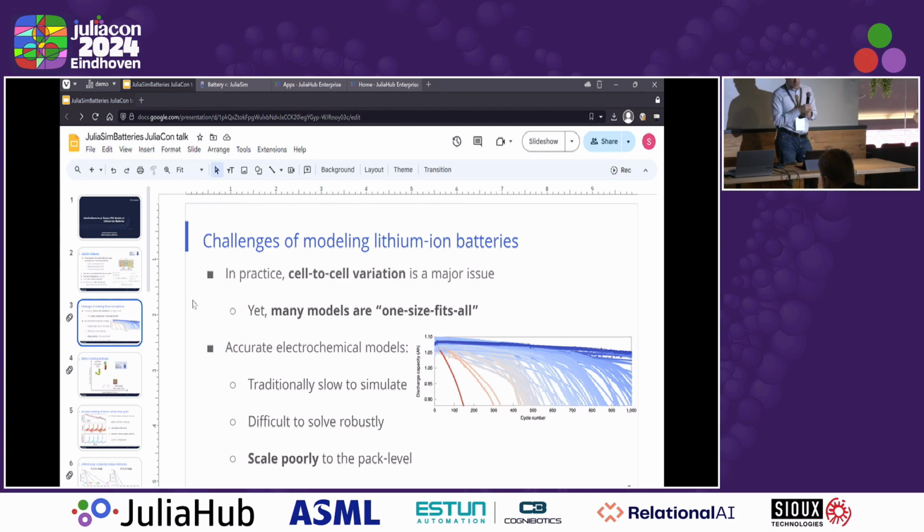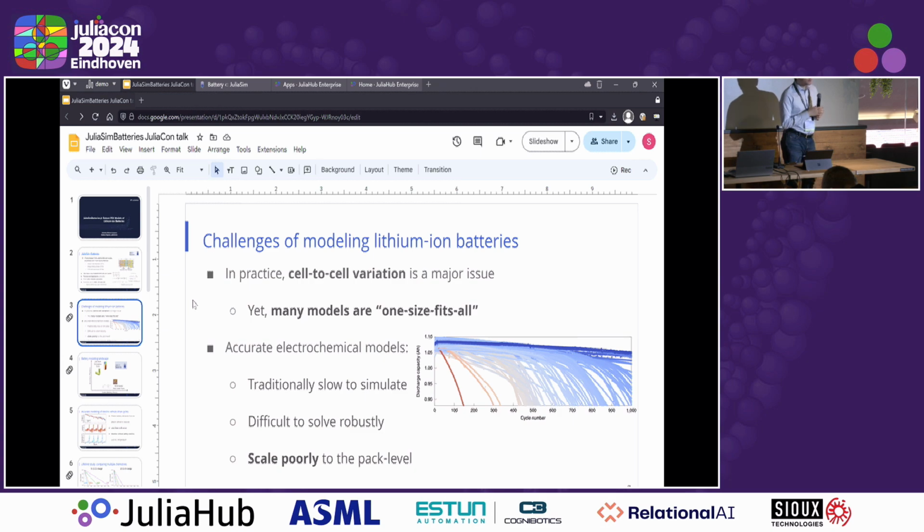If we go to accurate electrochemical models, they are traditionally slow to simulate, and it's also very hard to scale them to packs. If you have one or two cells, it's going to be very different than if you're trying to do 1,000 of them. If you have a model that's already slow at one cell, at 1,000 it becomes prohibitive.